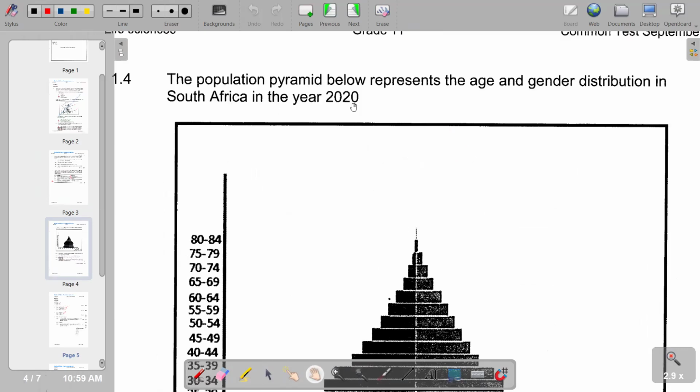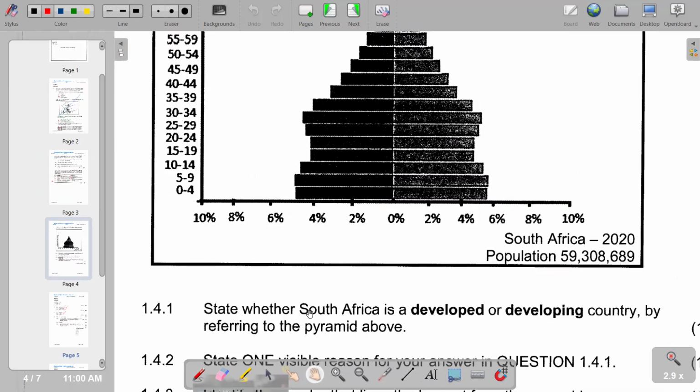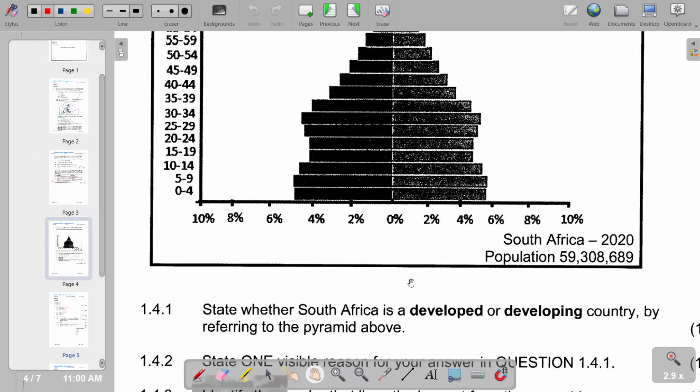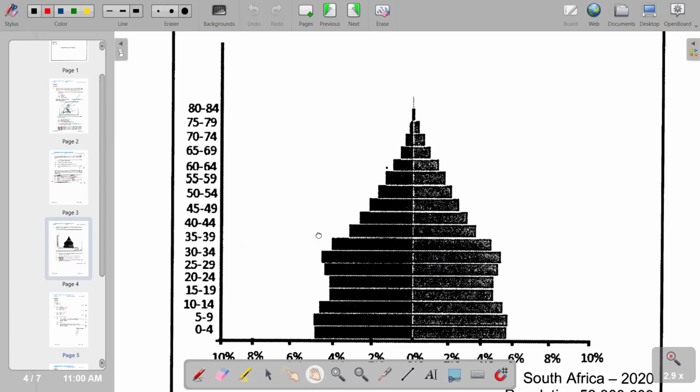So 1.4 is the population pyramid below represents the age and gender distribution in South Africa in the year 2020. So this is the age and distribution that we have. And then the first question is state whether South Africa is a developed or developing country by referring to the pyramid above. So if you look at the pyramid, you'll see that we have got more people that are at lower ages. If you look 25 to 29, 20 to 24, that's where we have got the highest population. And if you look again 5 to 9 and 0 to 4, also we have got more people than old age. So we have got a less life expectancy, which makes it a developing country.